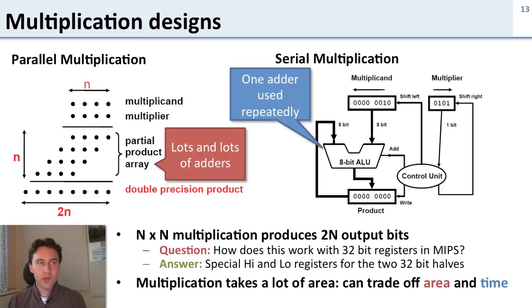So what we see here between parallel multiplication and serial multiplication is that you can do a trade-off. You can either use lots and lots of adders, which is going to take up a lot of space on your chip, and do a parallel multiplication, or you can use a single adder, which will take up less space, but now you have to do multiple operations.